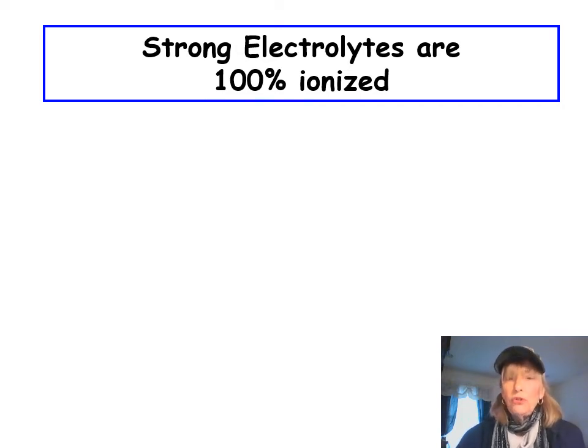In addition to those two general categories, electrolytes and non-electrolytes, for solutes, we can take that electrolyte category and split it into two types of electrolytes: strong electrolytes and weak electrolytes. Let's begin with strong electrolytes. Strong electrolytes are 100% ionized in solution.